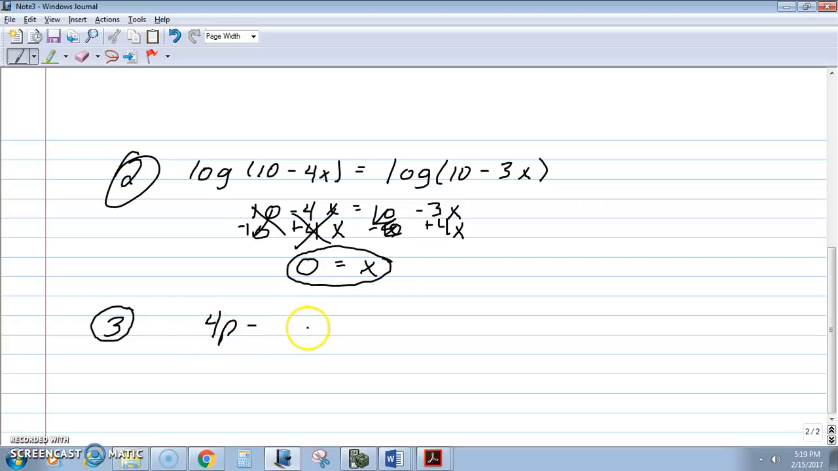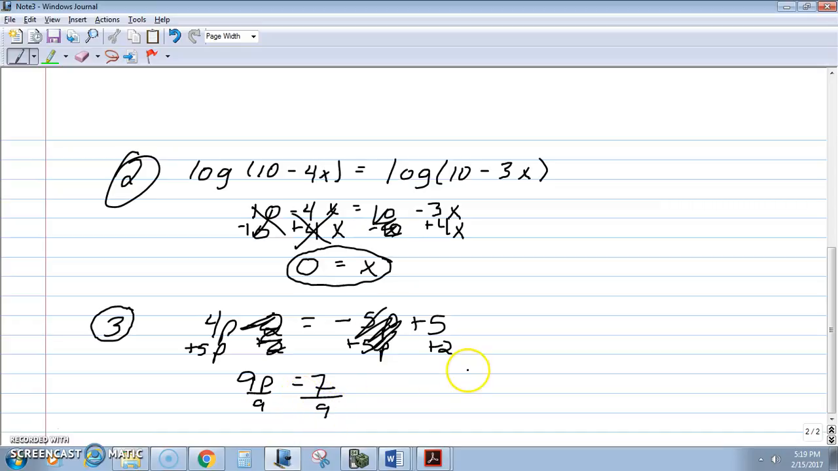4p minus 2, since their bases are the same, equals negative 5p plus 5. So I will add 2 to both sides to cancel this out here. And at the same time, I'll go ahead and add 5p to both sides to get my p's on the same side. So 9p equals, and this cancels, 7. Yep, so divide both sides by 9, and p equals 7/9.